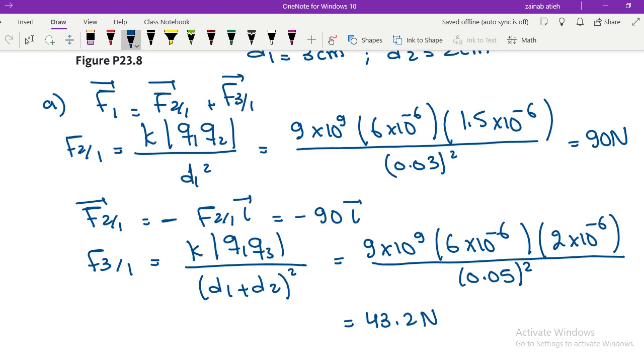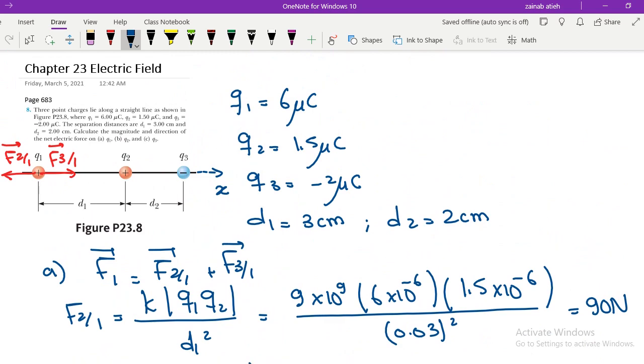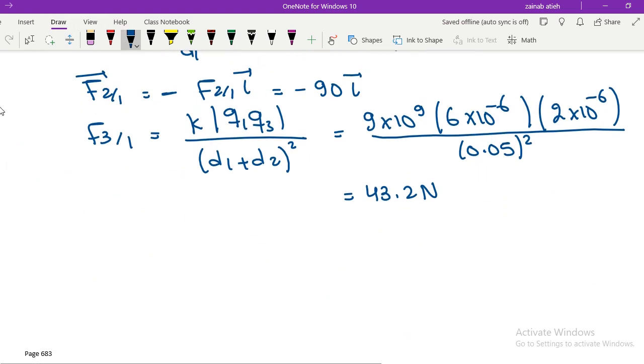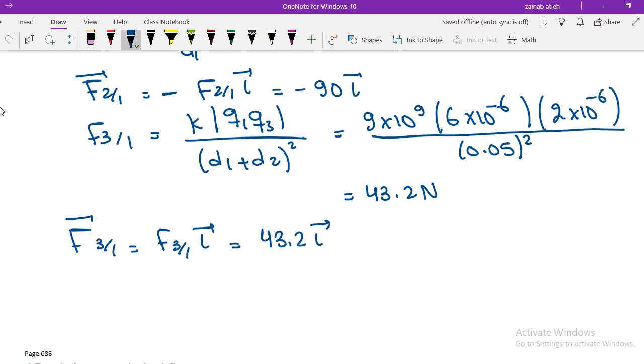Now I've written F3 on 1 as a magnitude. I need to write it as a vector. Go back to the figure, look at F3 on 1. It has the same sense as the x-axis, so the magnitude is multiplied by I. So the vector F3 on 1 is equal to F3 on 1 I. No need to project with an angle, it's just with the I vector on the x-axis. So we will get 43.2 I.